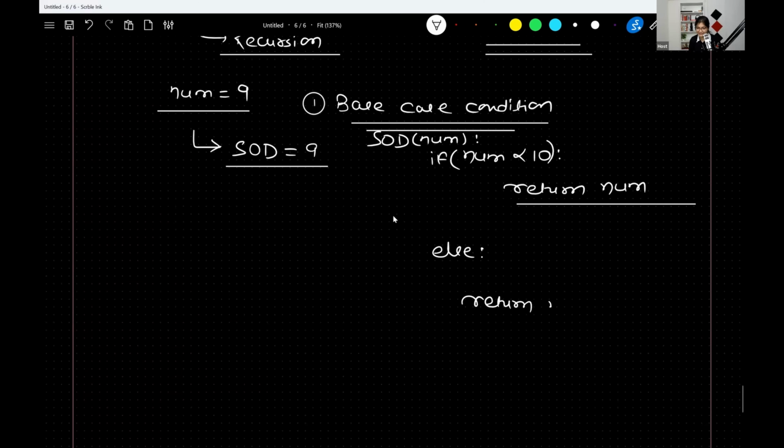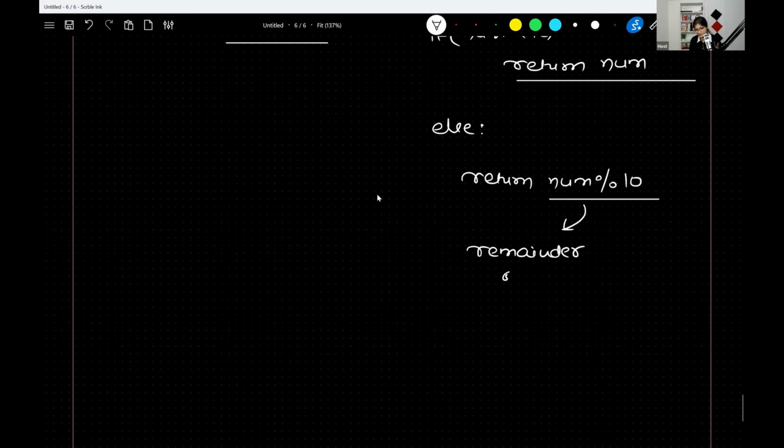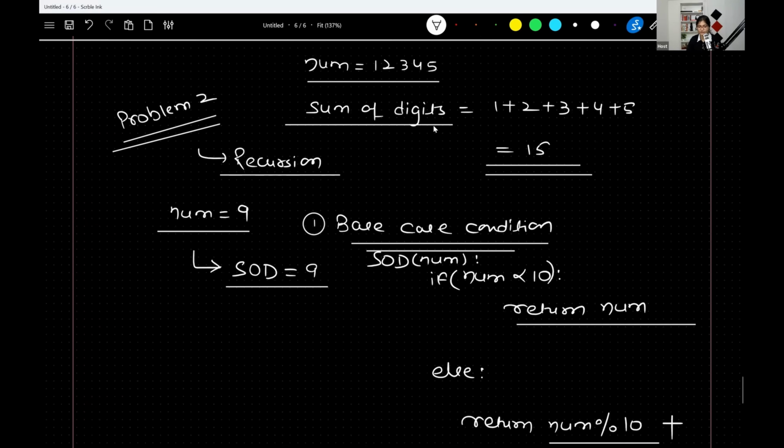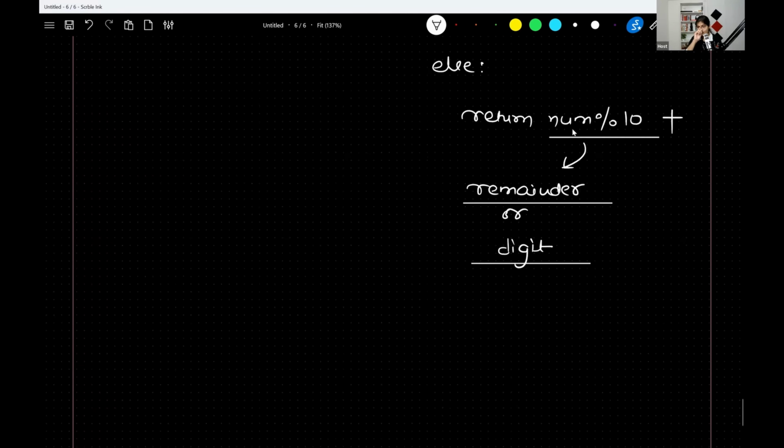I will say take number modulus 10. Now what will this modulus do? This will give me the remainder, or this will give me the digit. Can I say that, everyone? Plus, so basically what will happen? Let's say we have a number 1, 2, 3, 4, 5. For the very first time when you do the modulus by 10, what value will you get? 5. What is the value of 1, 2, 3, 4, 5 modulus 10?